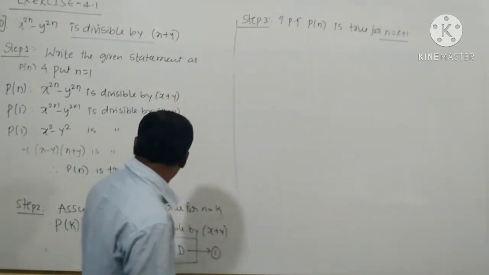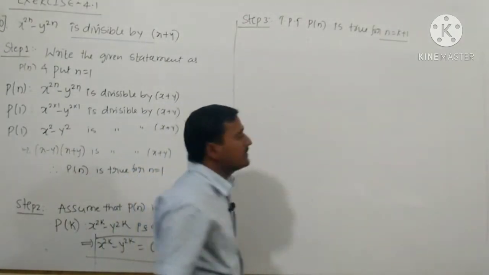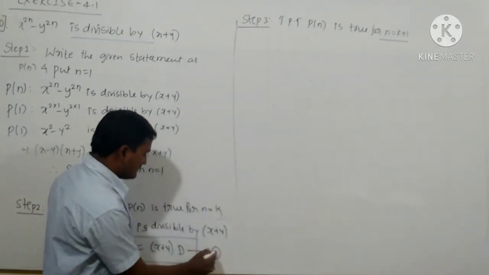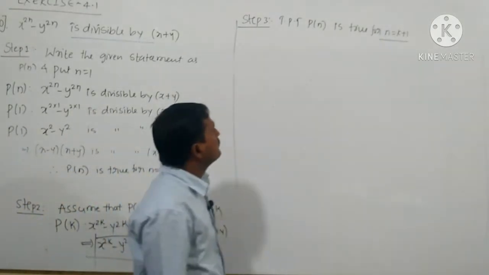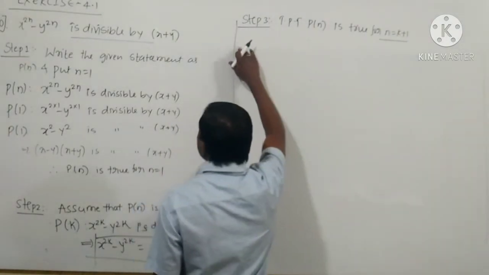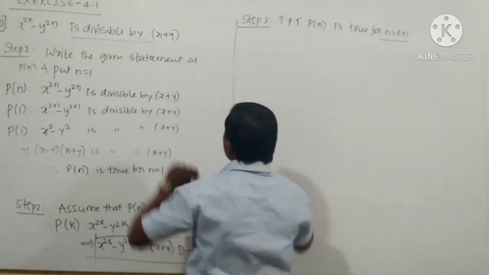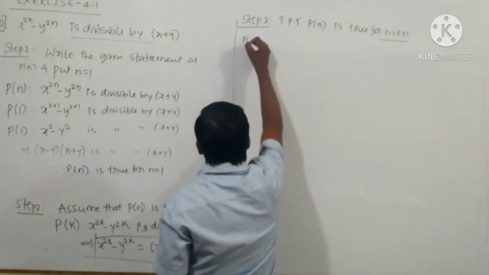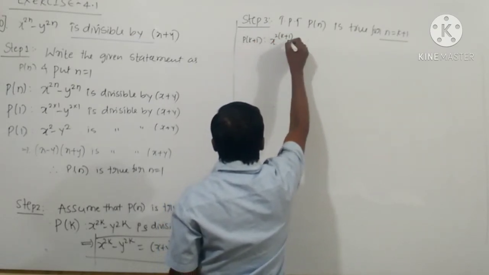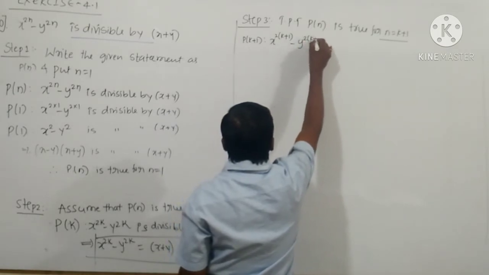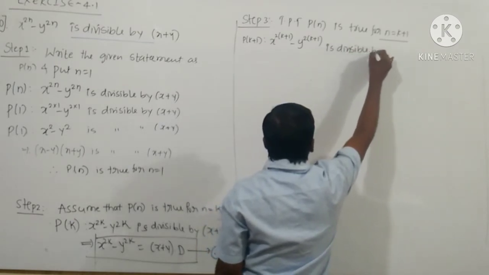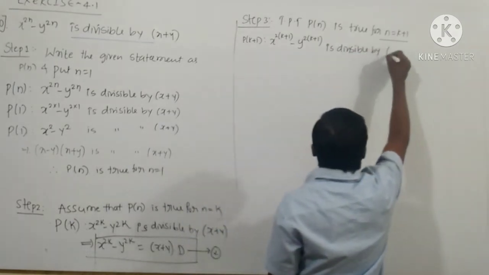Okay, right. Now step 3, to prove that P of n is true for n is equal to k plus 1. So recall this as equation number 2. Okay, right. So to prove that P of n is true for n is equal to k plus 1, in the place of n we should write k plus 1. So therefore this becomes P of k plus 1, such that x to the power 2k plus 1 minus y to the power 2k plus 1 is divisible by what? Divisible by x plus y.